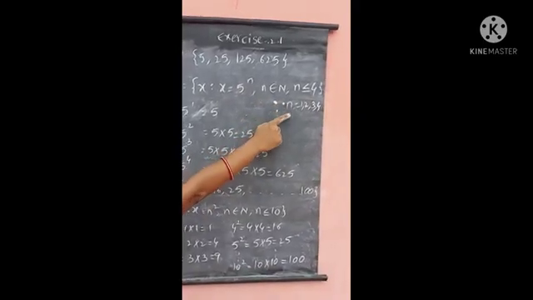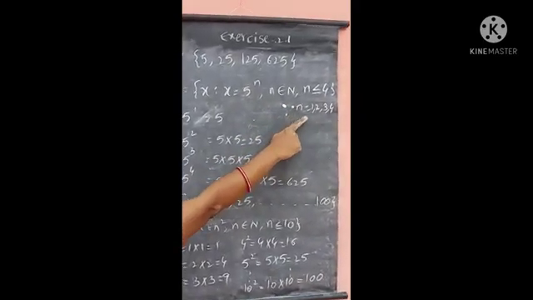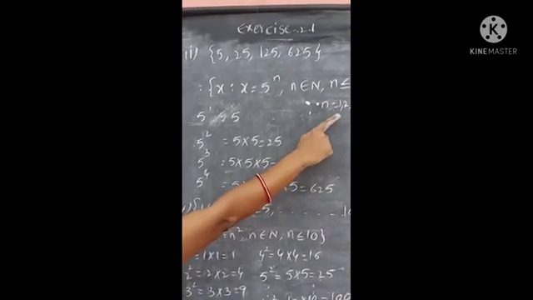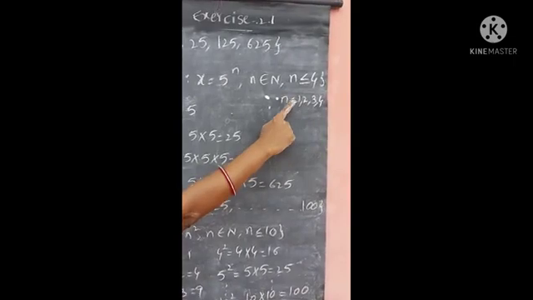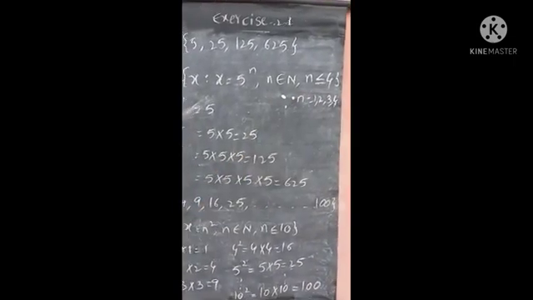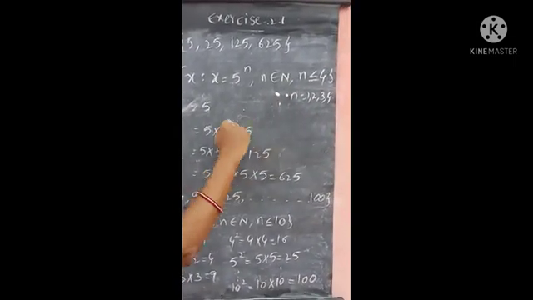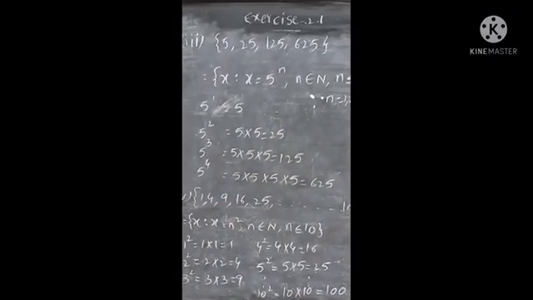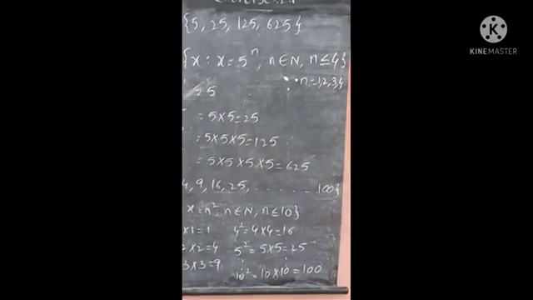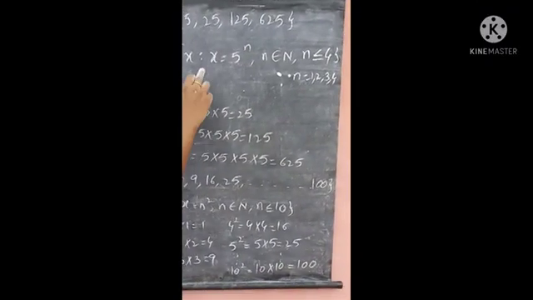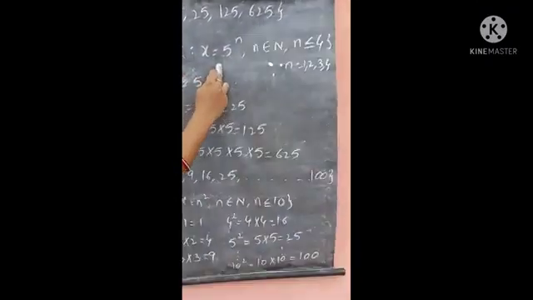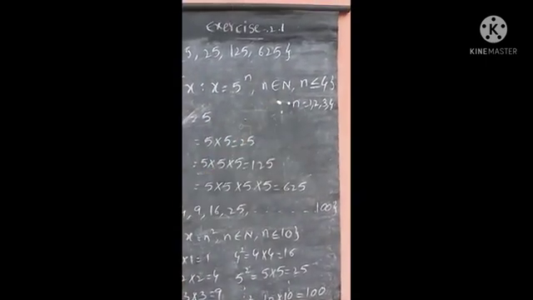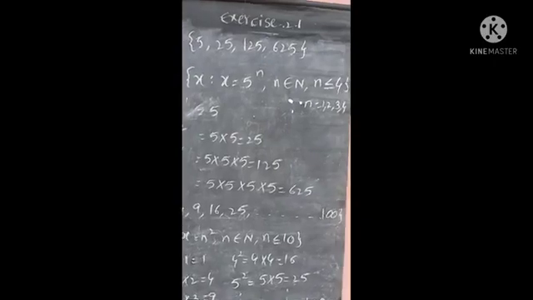Here 1 is less than 4. If I take n value as 2, 2 is less than 4. If I take n value as 3, 3 is less than 4. If I take n value as 4, 4 is equals to 4. So this is the condition which satisfies these values. So the set builder form for this set is x such that x is equals to 5 power n, where n belongs to the natural numbers and n is less than or equals to 4.